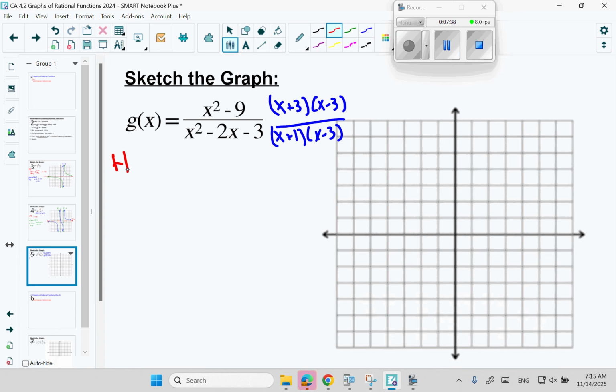So for horizontal asymptotes, I should look at the degree. Notice that we have the same degree. So because I have the same degree, we do leading coefficient divided by leading coefficient. So I get y equals 1 over 1, or just y equals 1.